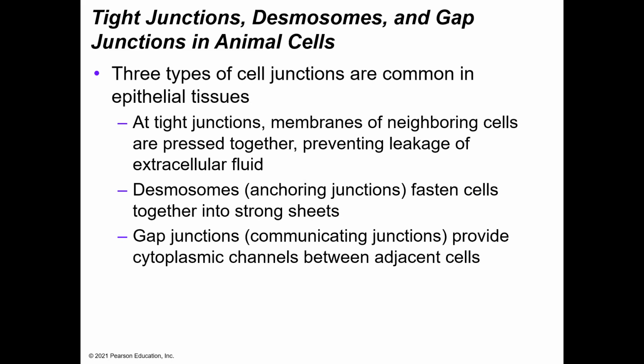Another form of junction is desmosomes. These are your anchoring junctions. They fasten cells together in these strong sheets. I always think of desmosomes as like Velcro. In my mind they function like Velcro, in that they're sheets that, once they adhere, hold things together.